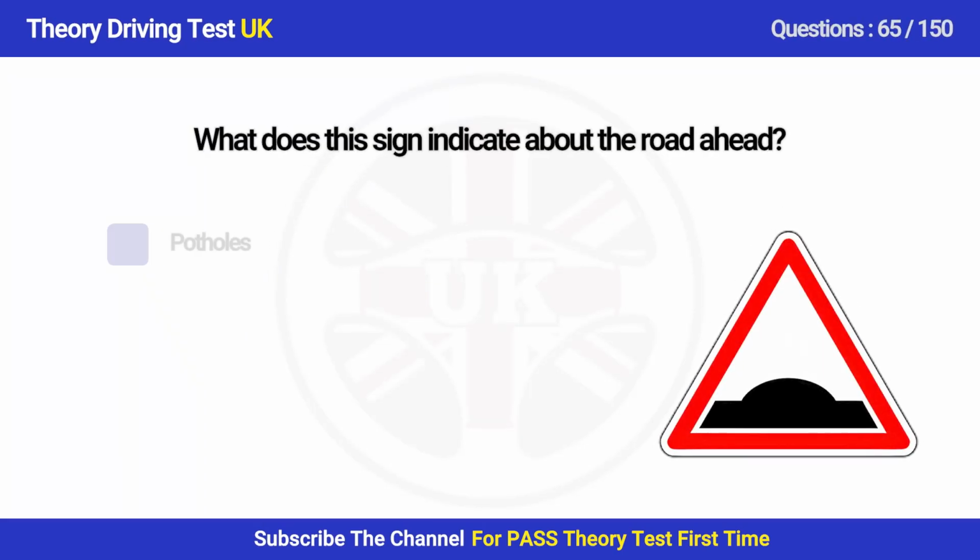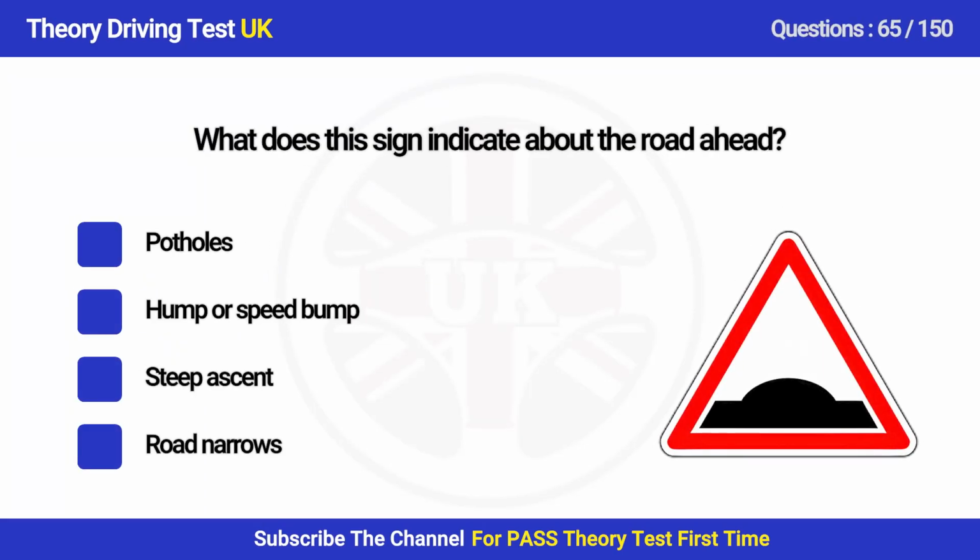Question 65. What does this sign indicate about the road ahead? A. B. Hump or speed bump. C. Steep ascent. D. Road narrows.